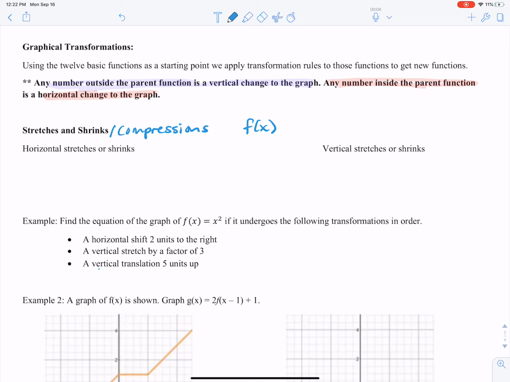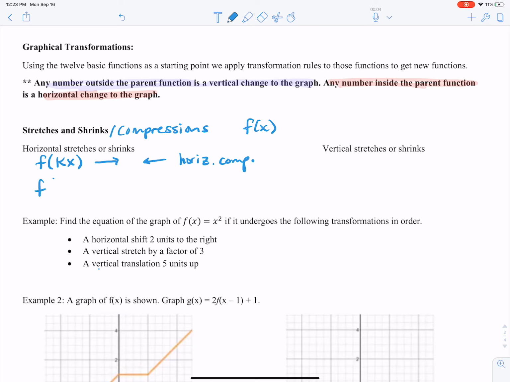Okay, so starting with horizontal, if you have f of kx, and here the k is a number that is greater than 1, that is going to make your graph look like it is skinnier. So if it looks skinnier, I have to think about what do I have to do to my graph physically in the horizontal direction to make it look skinny. And so I think about actually pressing that together. So I have compressed it. I've pressed it together. So that is a horizontal compression.